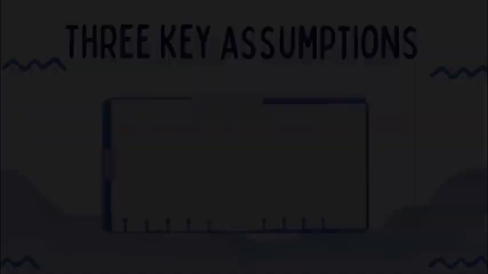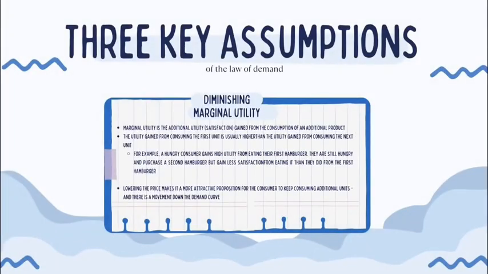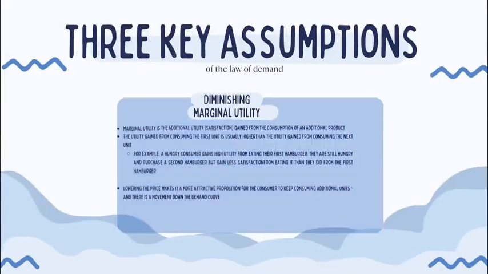Diminishing marginal utility is another key reason why the demand curve slopes downward. What is the diminishing marginal utility? Utility is the satisfaction or happiness you get from consuming a good. The marginal utility is the extra satisfaction from consuming one more unit of the good. The more of a good you consume, the less additional satisfaction you get from each extra unit.